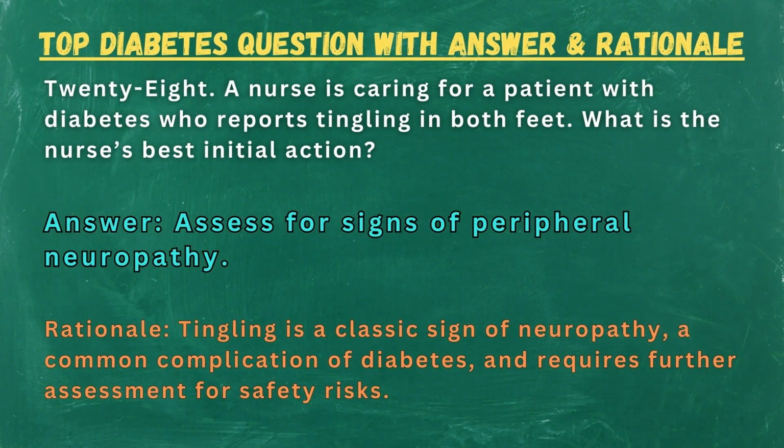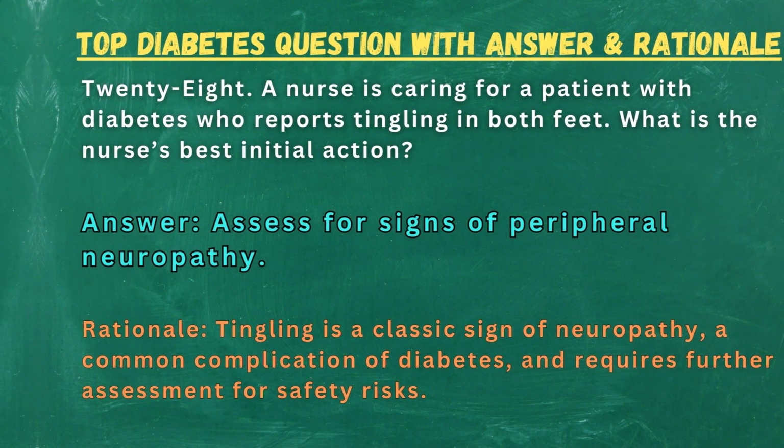28. A nurse is caring for a patient with diabetes who reports tingling in both feet. What is the nurse's best initial action? Answer: assess for signs of peripheral neuropathy. Rationale: tingling is a classic sign of neuropathy, a common complication of diabetes, and requires further assessment for safety risks.